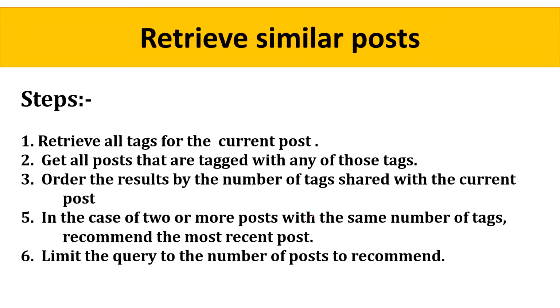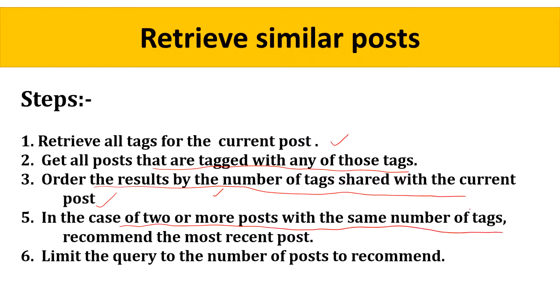So in order to retrieve similar posts for a specific post, we need the following steps to be followed. First, retrieve all tags for the current post. Then we will get all posts that are tagged with any of those tags. And thereafter, we will order the results by number of tags shared with the current post. But what if we have 2 or more posts with the same number of tags? We will recommend the most recent post. Then we will limit the query to the number of posts to recommend.